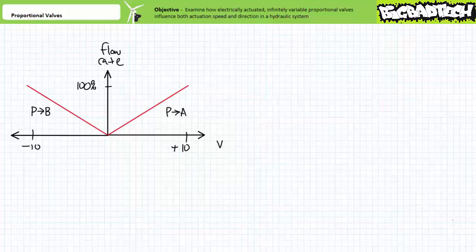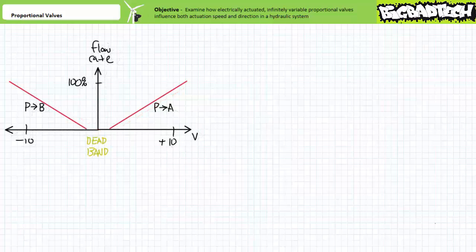Real proportional valves exhibit slightly different behavior. The first peculiarity being something known as dead bands. A more accurate graph of flow rate as a function of applied voltage might look something like this. Dead band is a region of zero flow despite increasing magnitudes of positive or negative voltage being applied to the valve. Deadband is a byproduct of several non-negotiable realities.